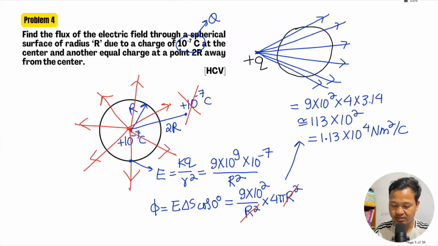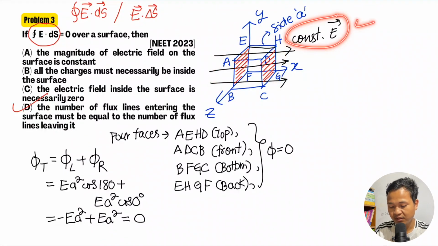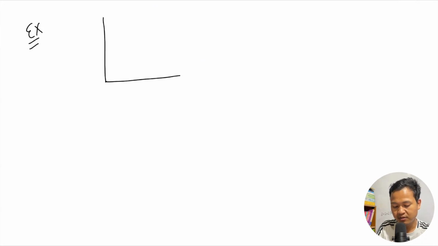Okay, next let's solve one more example question. If the electric field is constant, you will always end up with flux equals 0, so remember that. If the electric field is constant, the flux is 0. Now an example, the kind of question asked in board exams.